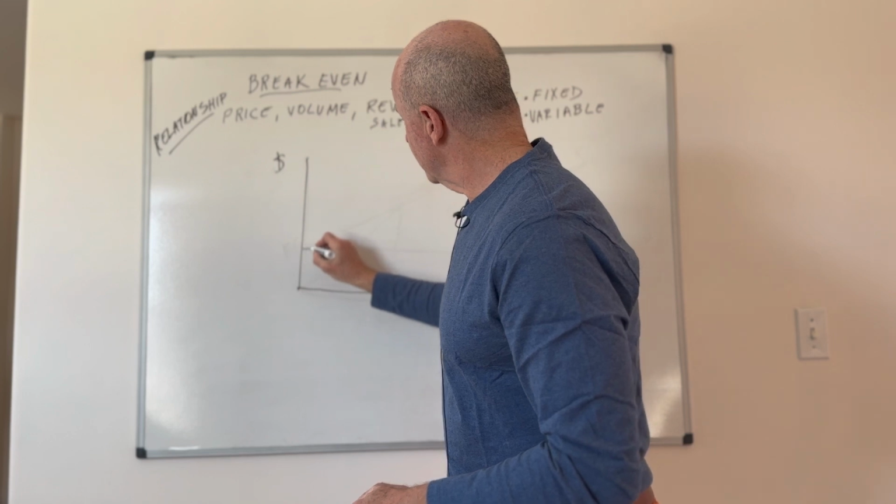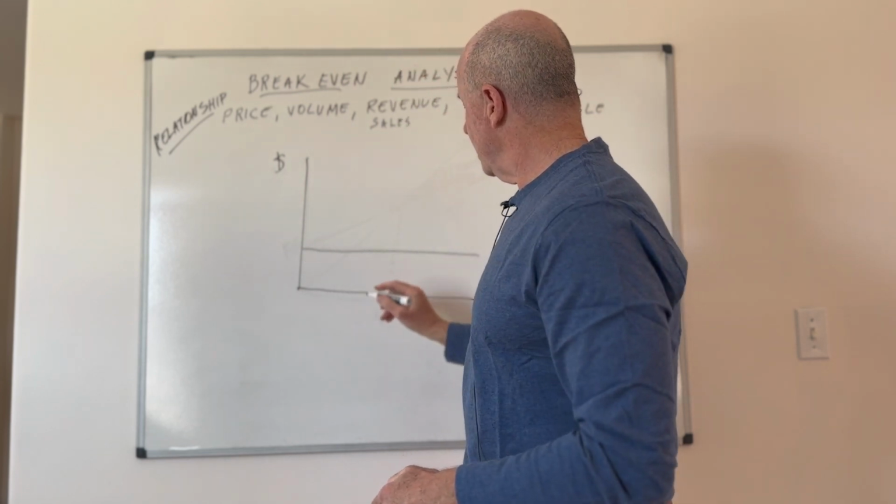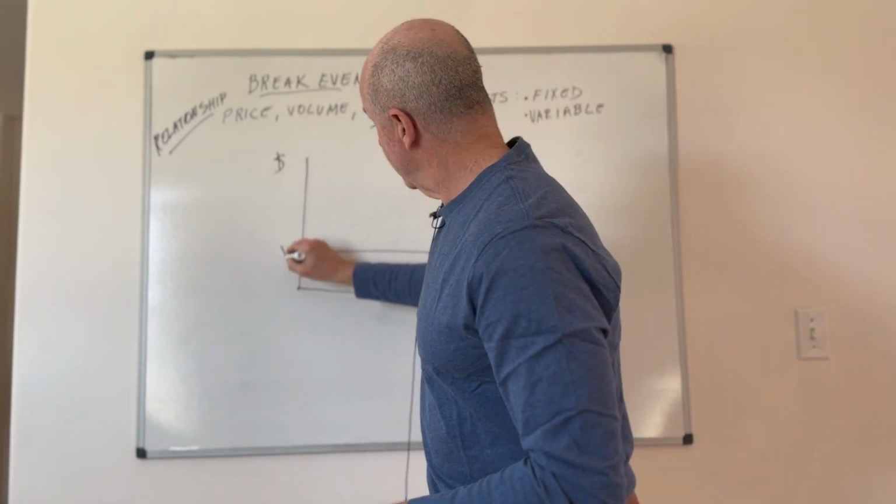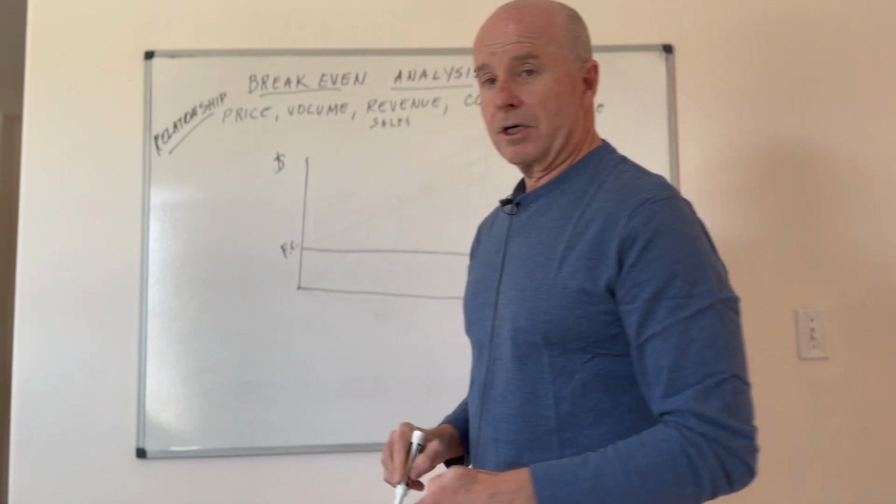So let's put a line that just goes straight across, right? That means that the fixed costs are the same no matter what the quantity is, right? And we'll call that our fixed costs.